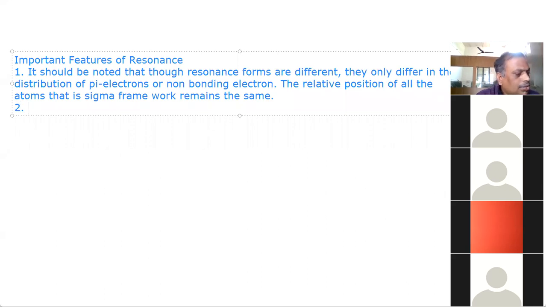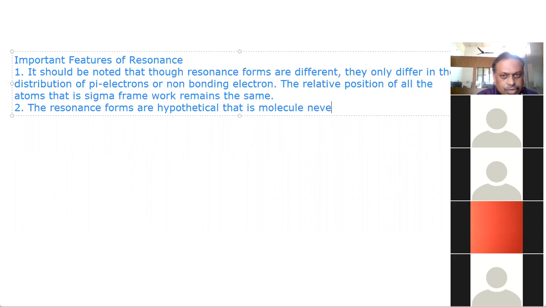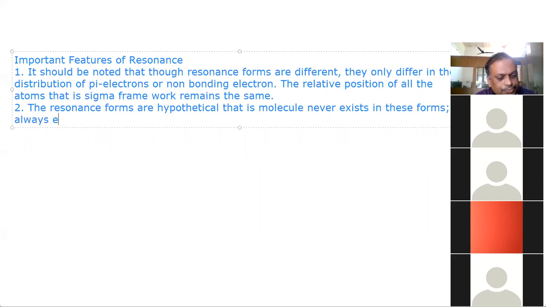Second, the resonance forms are hypothetical, that is, the molecule never exists in these forms. It always exists as the resonance hybrid.